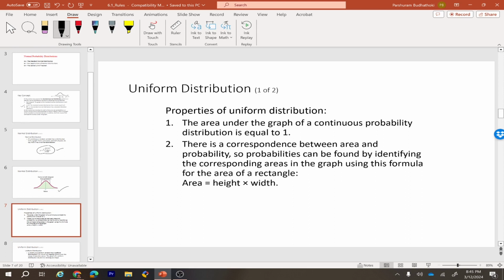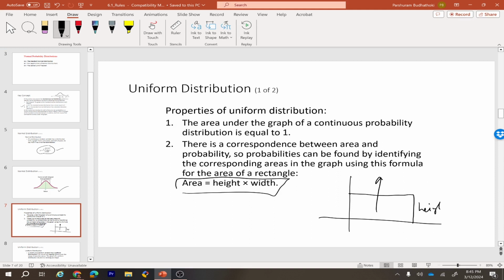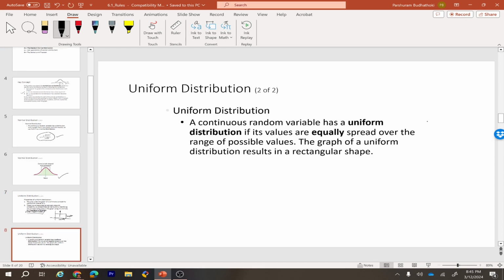There is another type of distribution called the uniform distribution, where the area under the graph of a continuous probability distribution is equal to 1, and there is a correspondence between area and probability. If we plot the graph for the uniform distribution, it looks like a rectangle. For finding the area of the rectangle, we know area is height times width. So let's say this is the height and this distance is the width. That's the uniform distribution.